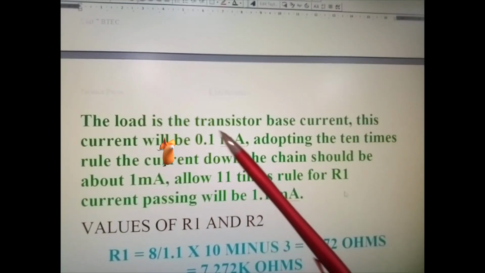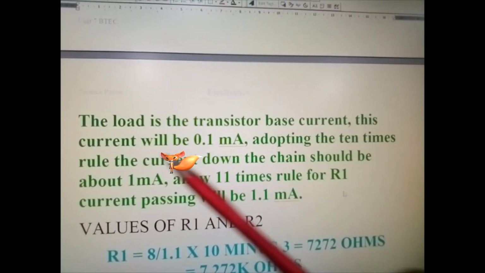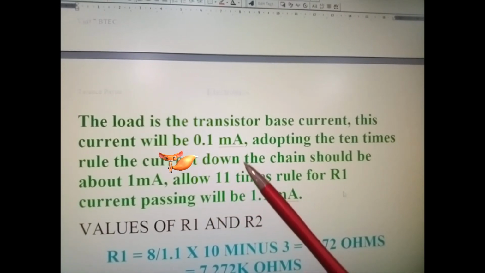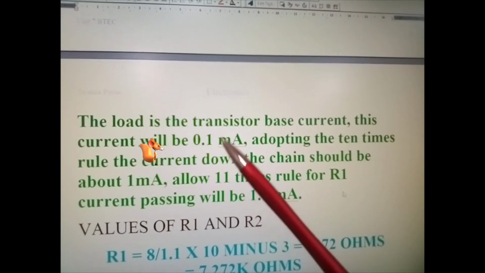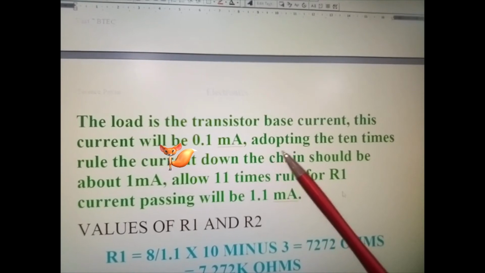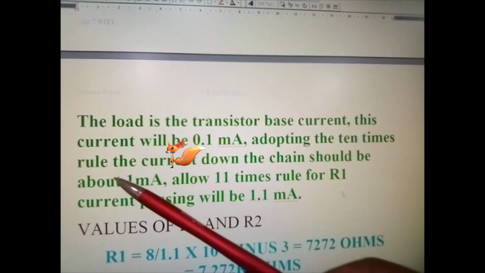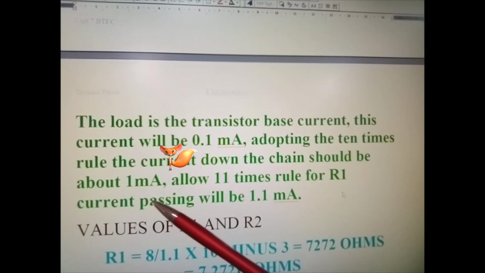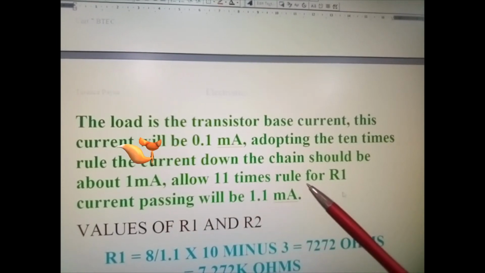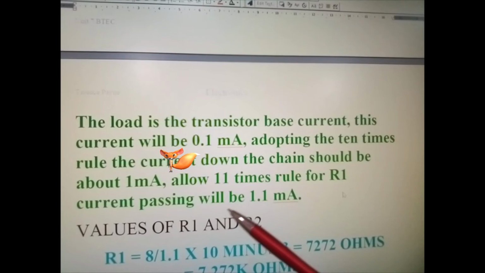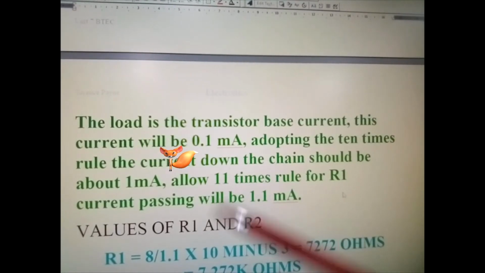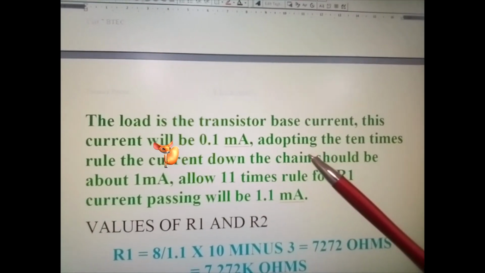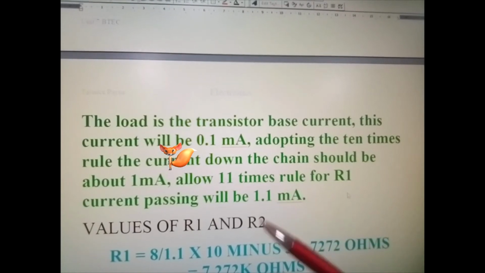Now the load is the transistor base current. This current will be 0.1 milliamps. Adopting the 10 times rule, the current drawn down the chain should be about 1 milliamp. Allowing the 11 times rule for R1, current passing will be 1.1 milliamps. Now we know this because we've calculated this previously, so look back if you need to see what has been done.